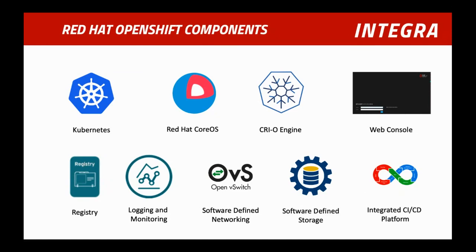Red Hat OpenShift Container Platform ships with pre-installed and configured cluster administration and management tools such as the Web Console. It also comes with an internal registry service to store your container images. It also comes with a logging and monitoring solution and a complete CI/CD platform. Red Hat OpenShift Container Platform provides software-defined networking and software-defined storage, which abstracts away the control plane from the underlying storage and networking vendors.